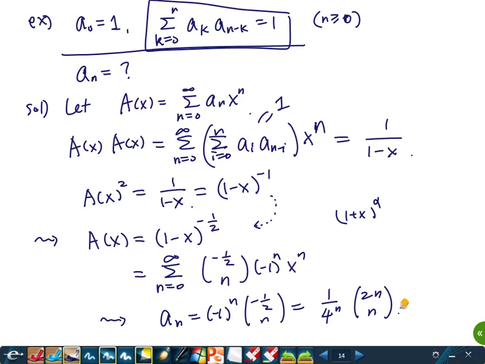So sometimes you can use generating functions to find the formula of a sequence given by a recurrence relation. Okay. Now we will take a, say, 10-minute break and then resume after that.